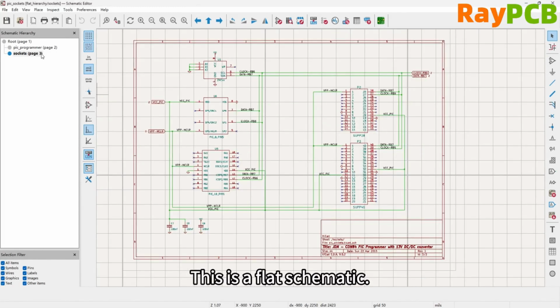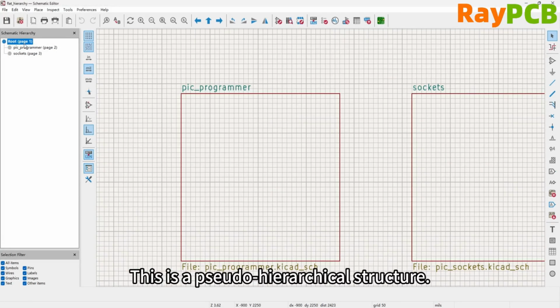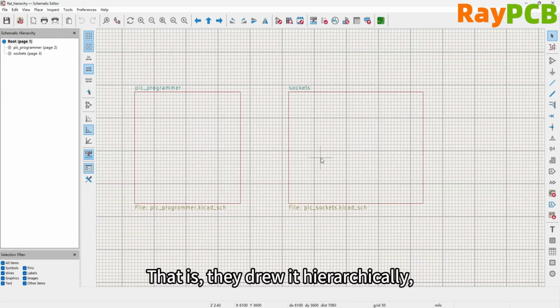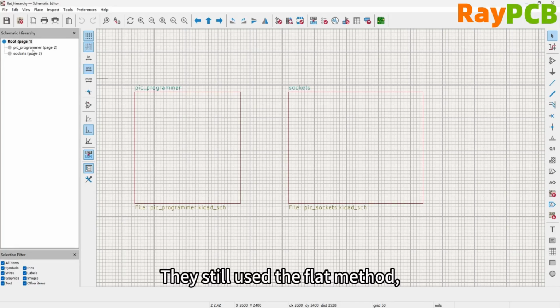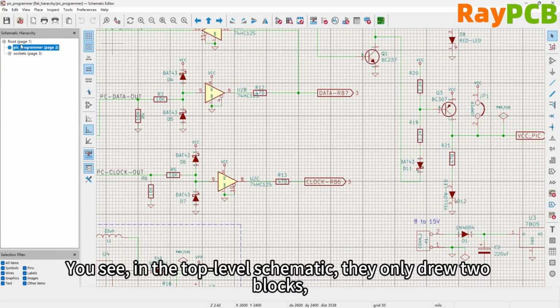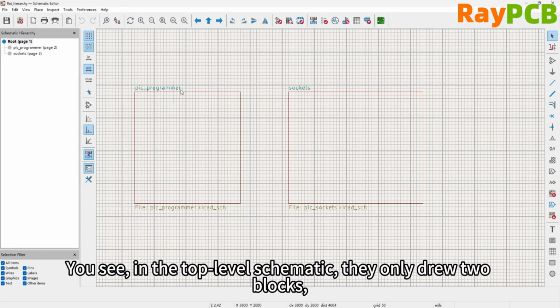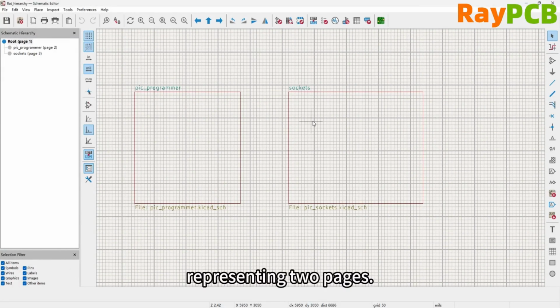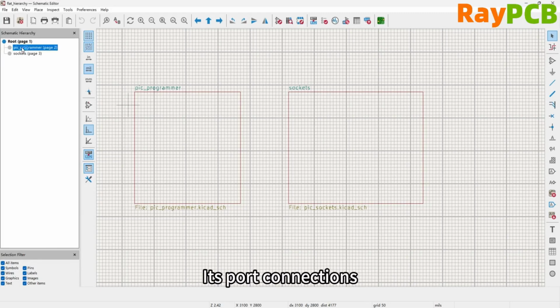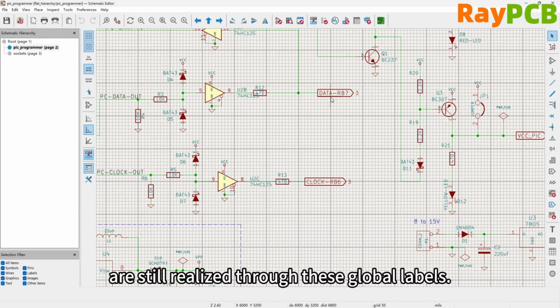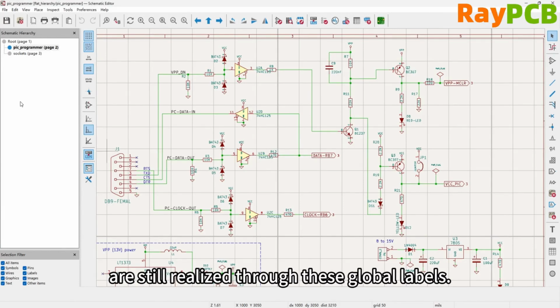Now let's take a look at a flat design schematic. This is a flat schematic, and it's actually a pseudo-structure design. That is, it appears to be structured, but in reality, it doesn't design interfaces for each page. Instead, it still uses a flat approach with global labels, because in its top-level schematic, it only draws two blocks to represent two pages, but there are no port connections between the pages. The port connections are still achieved using these global labels.